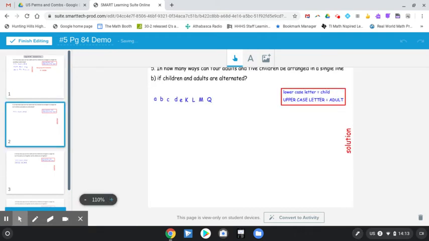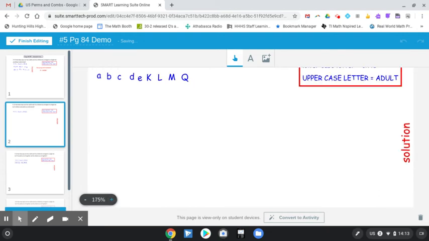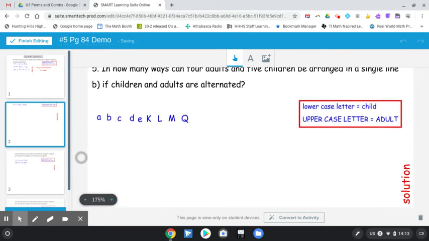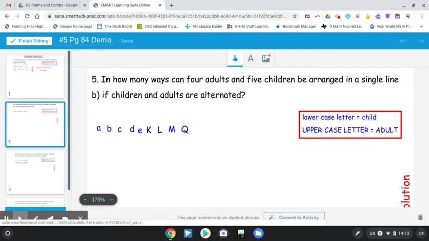In question B, same question, we still have 4 adults and 5 children that we're arranging in a single line. Our restriction this time is that children and adults are alternated. Again, I just want to give you an idea of a couple of arrangements and what that would look like. Let's say I wanted to start with an adult. I'm just going to alternate adults and children.